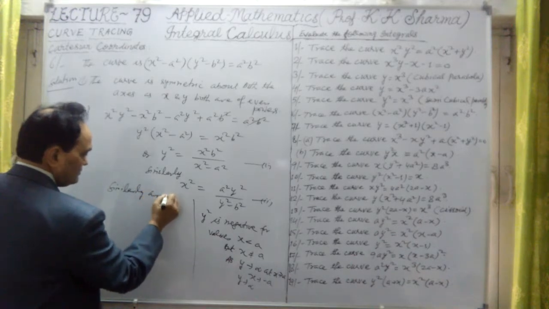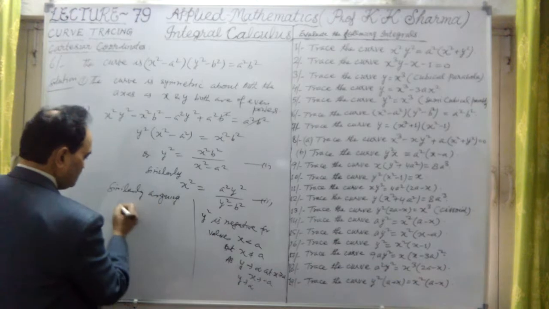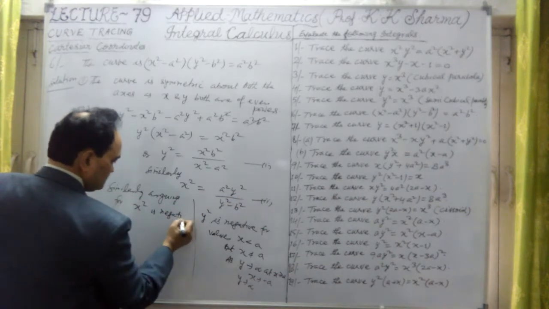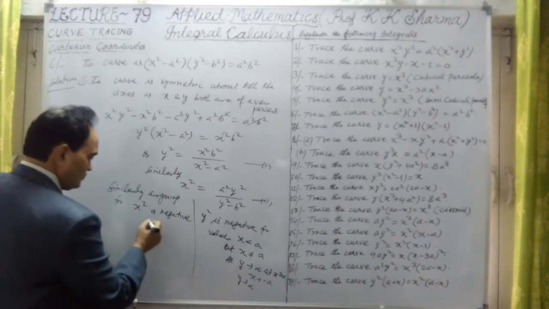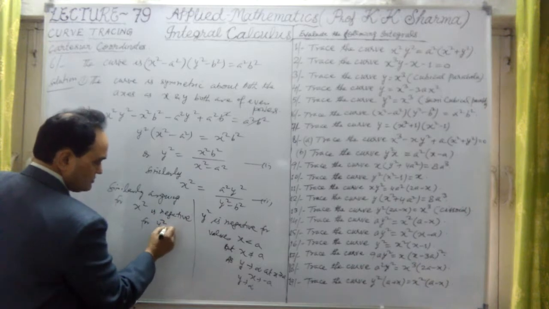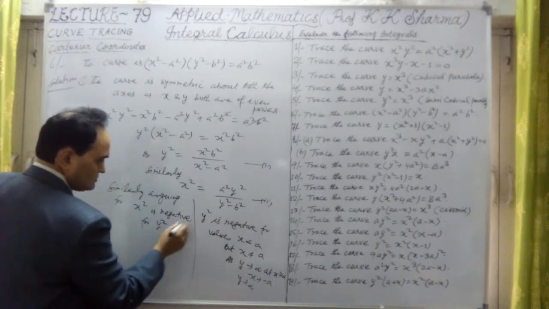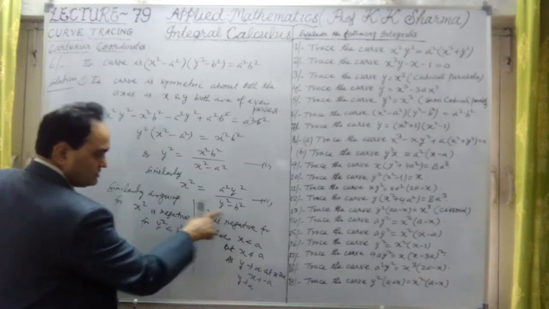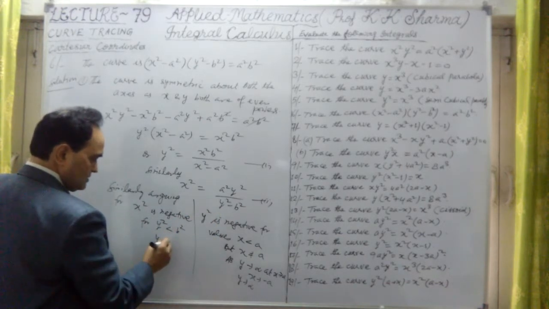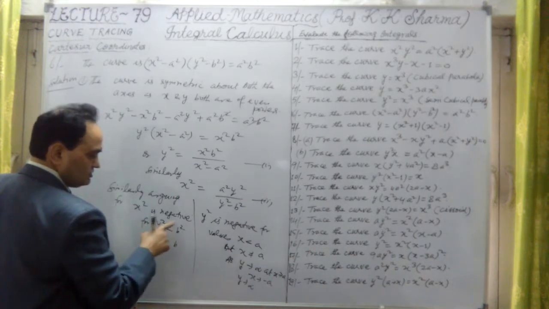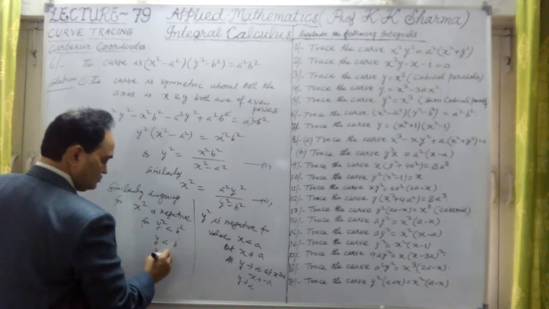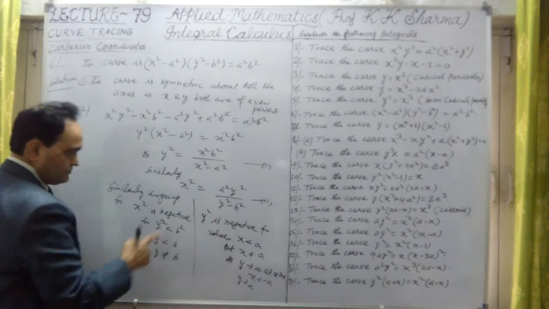Similarly, arguing for x² being negative from this second equation, x² is negative for y² less than b². If y² is less than b², that means x² is negative. So y cannot be equal to plus minus b here, because then x is not defined.